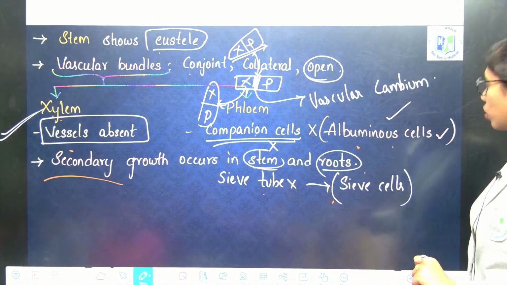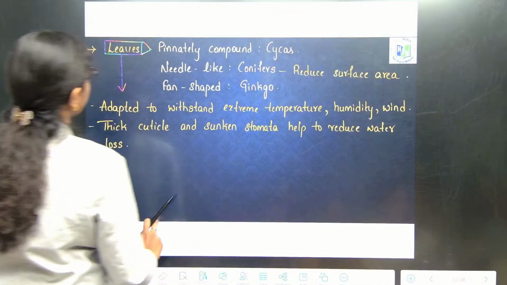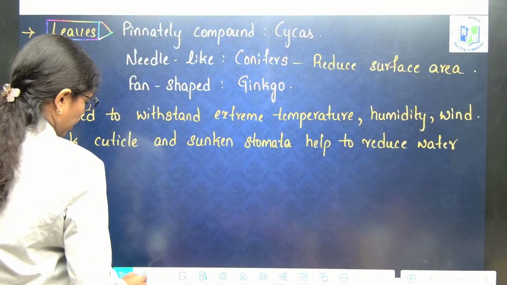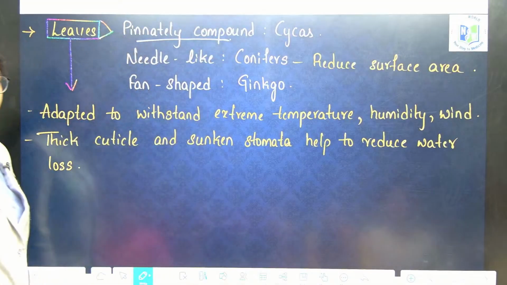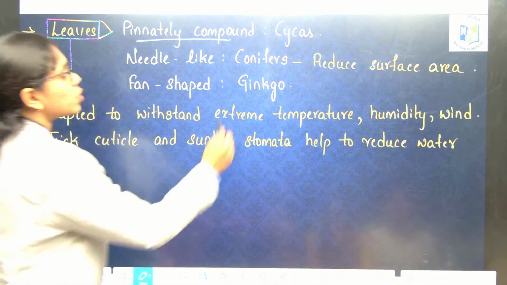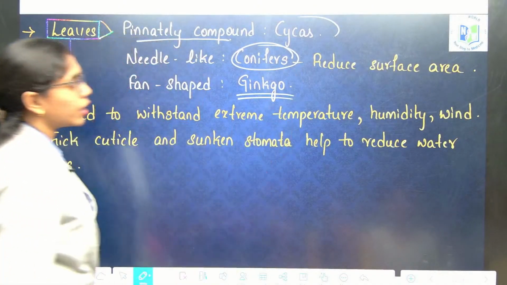Does secondary growth occur in gymnosperms? Yes, because of cambium. Next, leaves. Leaves are pinnately compound in cycas. Needle-like leaves you can see in conifers. Fan-shaped leaves are present in ginkgo.